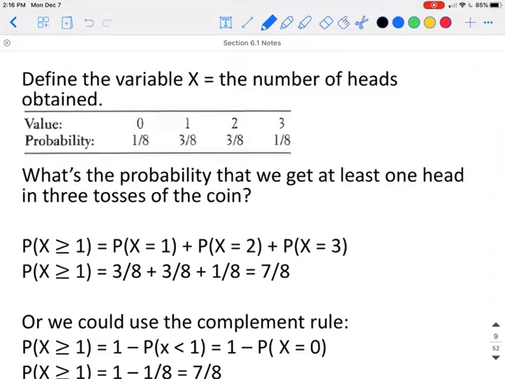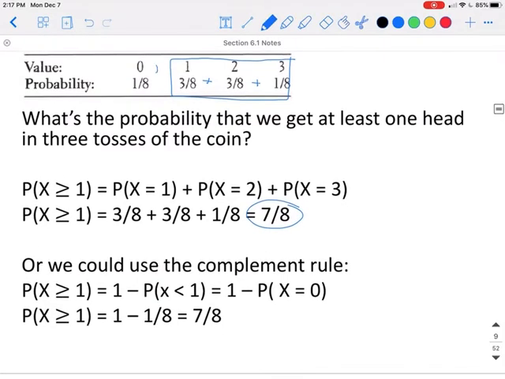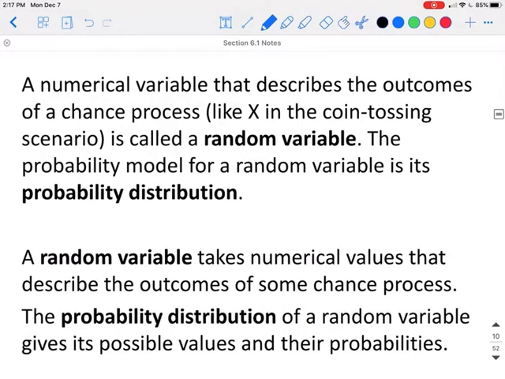So if we have our probability distribution, we can then answer some questions. What's the probability that we get at least 1 head in 3 tosses of a coin? At least 1 is 1 or higher, so you can get 1 head, 2 heads, or 3 heads when you flip a coin 3 times. To get that, we can just add all of those probabilities together and get 7/8. Or you can say the probability altogether has to be 100% or 1, so you can do 1 minus the probability that there's not at least 1 head. So 1 minus 1/8 will still give you that 7/8.